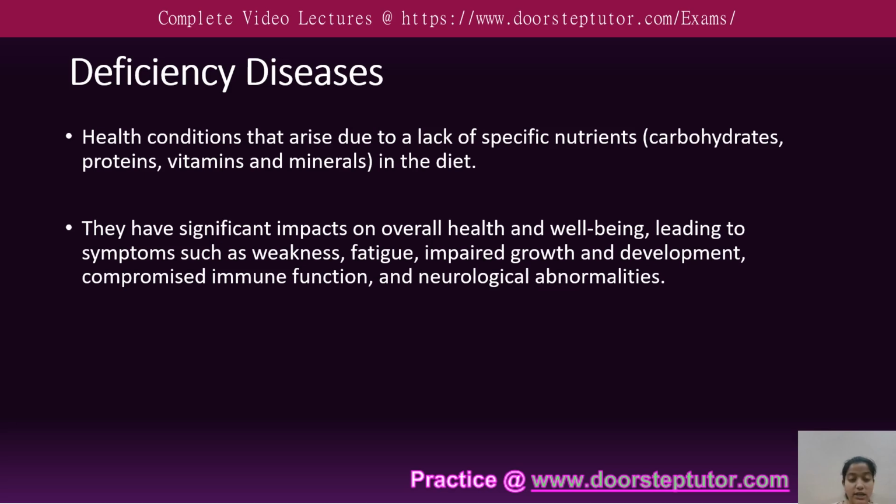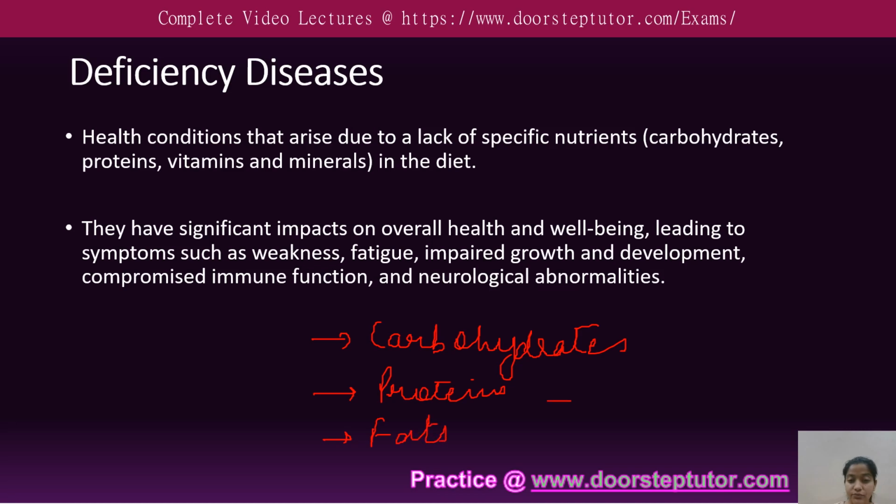So we have already learned that there are certain food nutrients which are absolutely essential for us, like carbohydrates, proteins, fats, vitamins, and minerals, right? So when our body lacks any of these specific nutrients in the diet, a person might suffer from a deficiency disease. Deficiency would be specific to the absence of a specific kind of nutrient from the body.